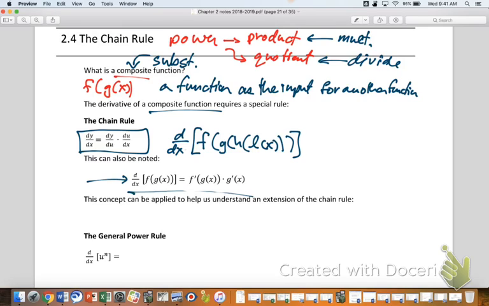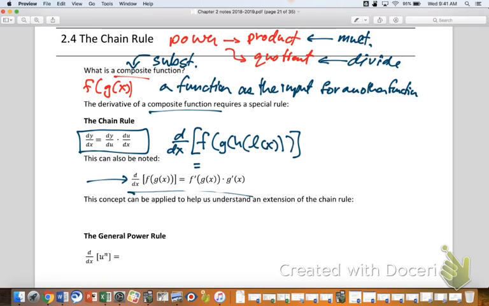So this is not a function inside another function. This is a function inside another function. That whole thing's inside another function. And then that whole thing's inside another function, right? So this is still just the chain rule. So check this out. Let's see if we can see how this would work.